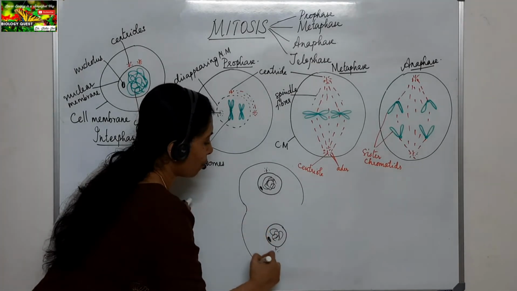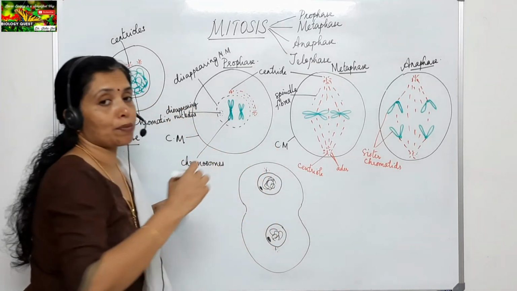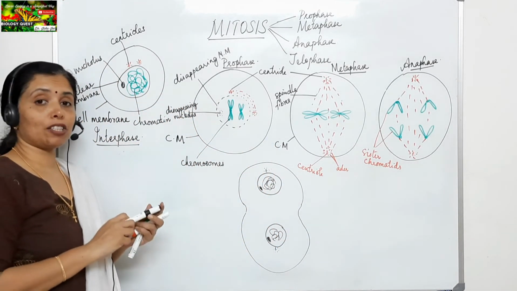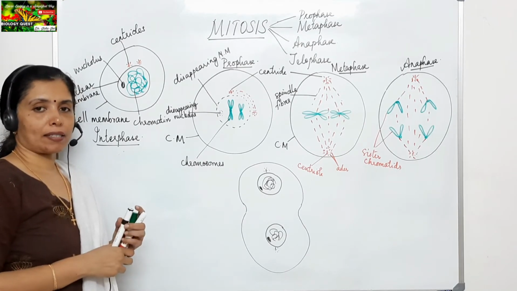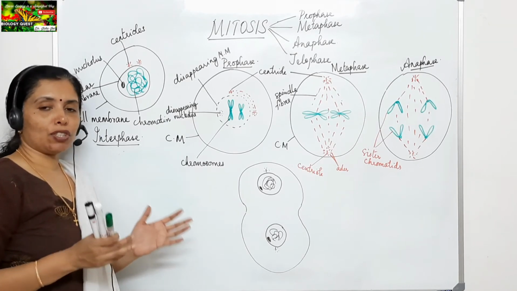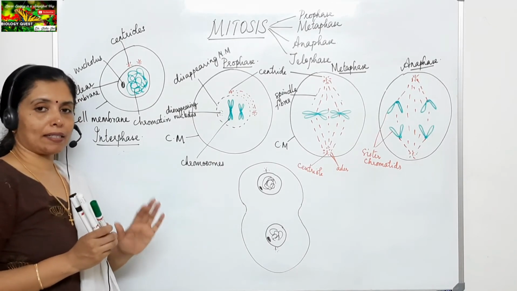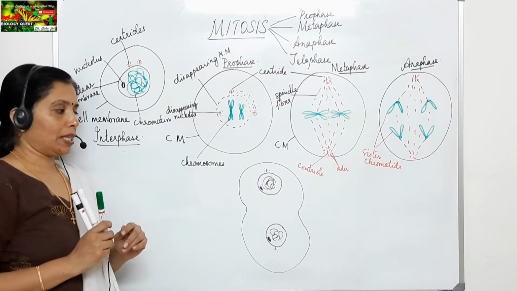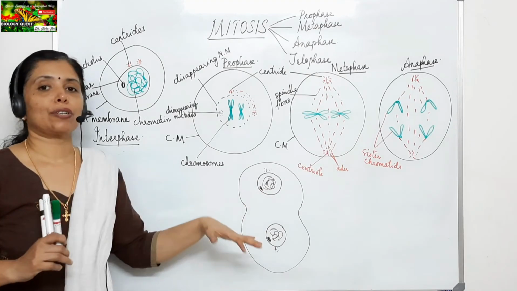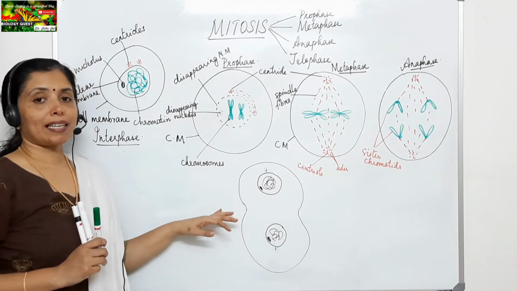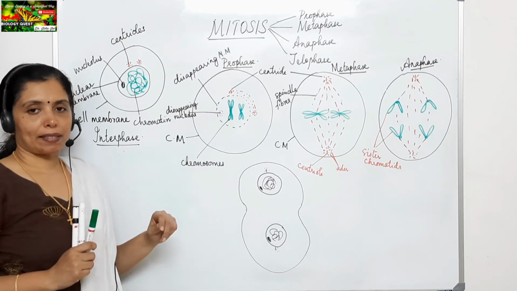That is the end of nuclear division, which we have studied in the previous video. Mitosis is divided into two stages: karyokinesis and cytokinesis. Karyokinesis is the division of the nucleus. So nuclear division is complete. Now the cell is entering the second stage of mitosis, that is cytokinesis, which is the division of cytoplasm.